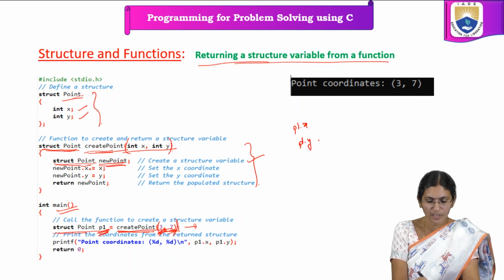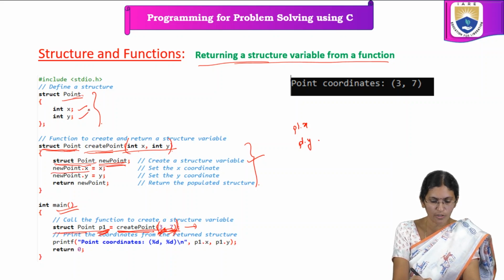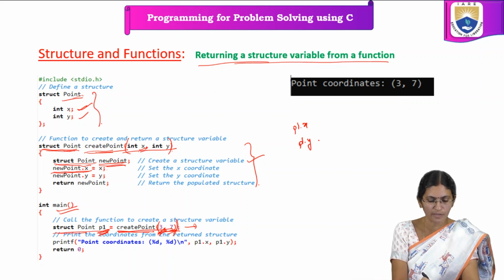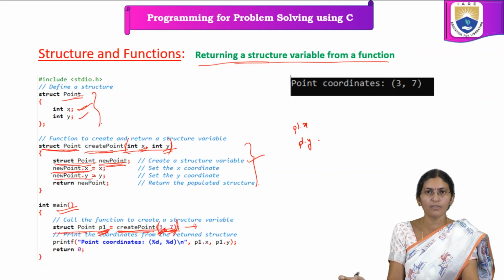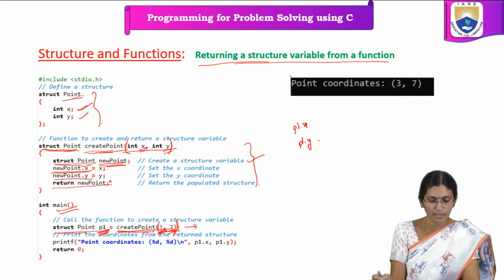So therefore, new point.x. In order to access this member, we write the variable name, new point, dot, the corresponding member name, x, is equal to x. Whatever value we are passing here is assigned to new point.x. In the next line, the value of y is assigned to new point.y. Then after that, return new point.